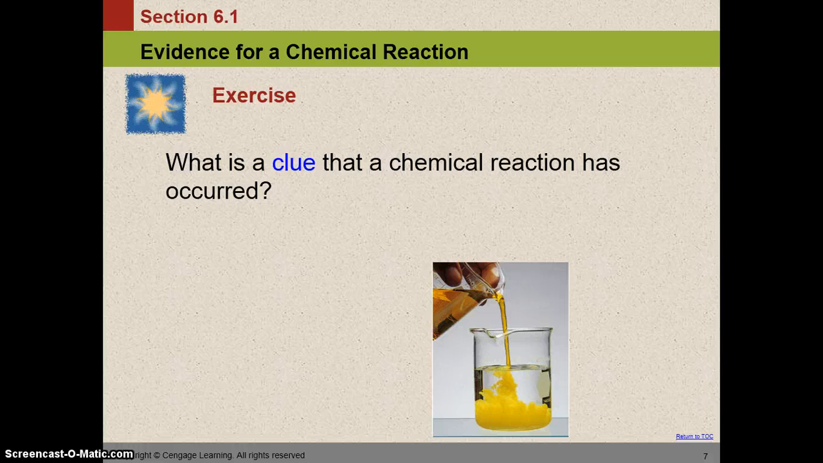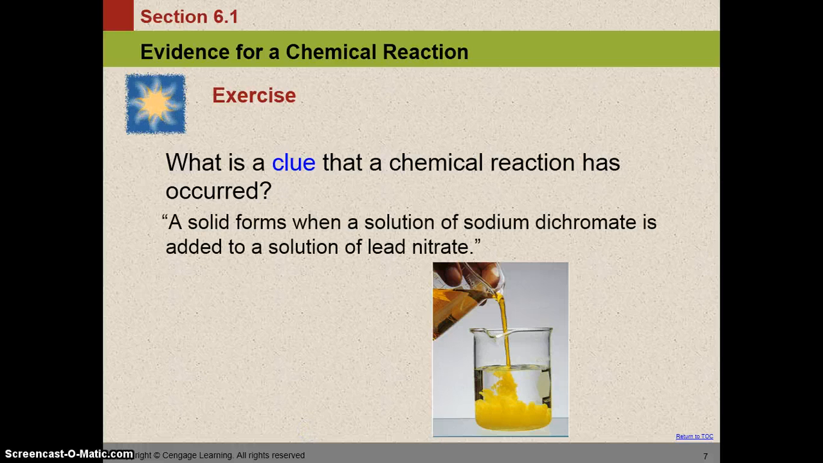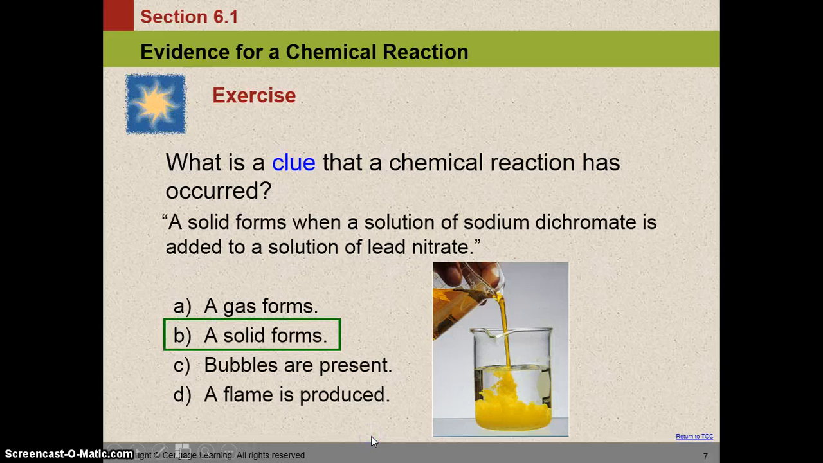What is the clue that a chemical reaction has occurred in this one? A solid forms when a solution of sodium dichromate is added to a solution of lead nitrate. This pretty yellow precipitate is formed. That's the solid, so it's evidence of a chemical reaction.